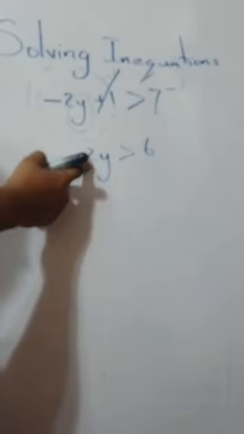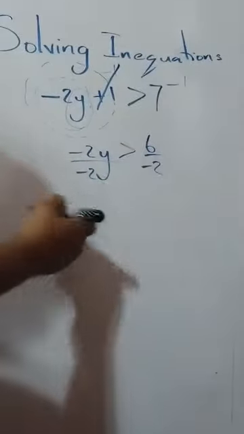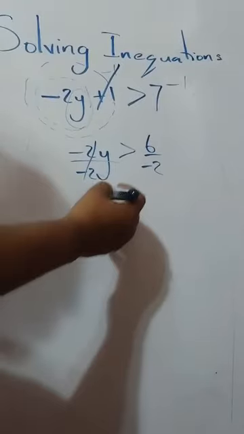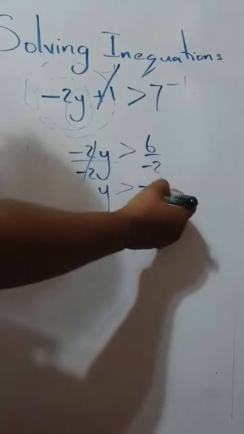What happens now is that I have negative 2 multiplying my y, and that's greater than 6. Now, I need to get this negative 2 that's multiplying y away from y, and the opposite of multiplication is division. So we're going to divide both sides by negative 2. Whatever you do to one side to keep that balance, you need to do to both sides. So this is now removed to leave us with y being greater than, and this would be negative 3.